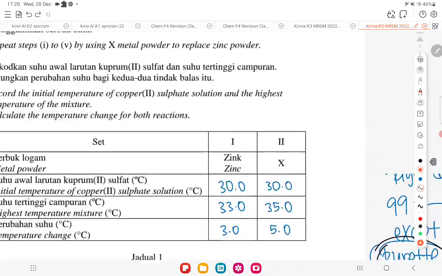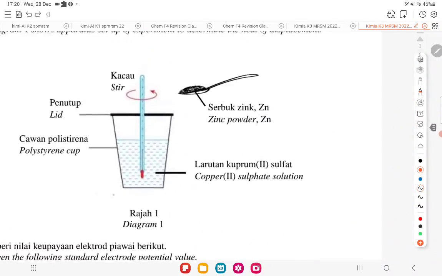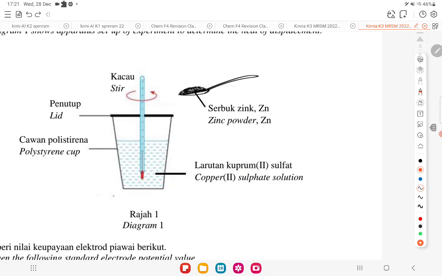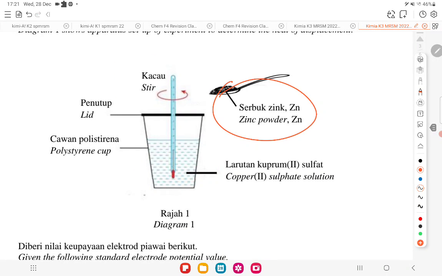So in this case, what do we need to fix? If you look at the displacement, what is the important thing? This metal, powder, and the solution. So do we fix the powder? No, we change the powder. We change the powder from zinc to metal X. So we change the metal powder, so that is not a constant variable or fixed variable.